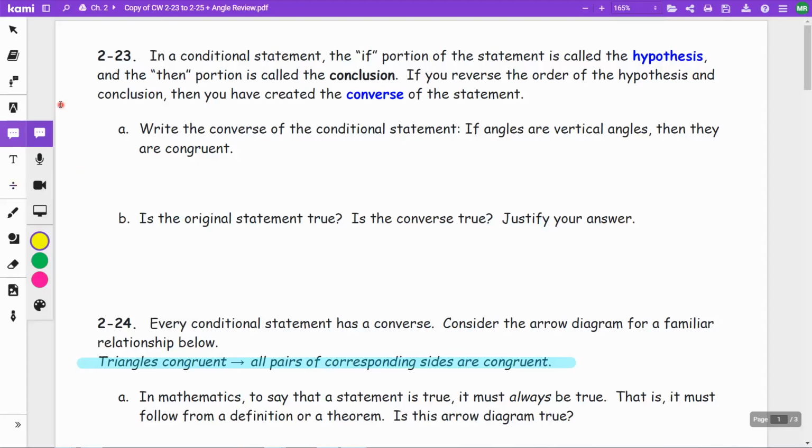So this video is for Integrated 2. This is on the classwork 2-23 to 25 plus angle review.